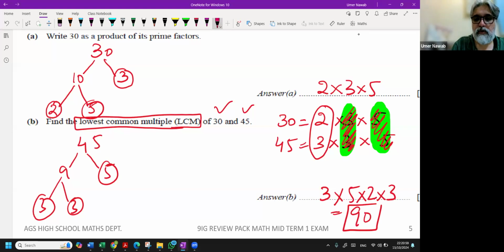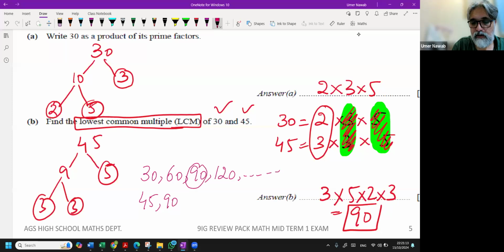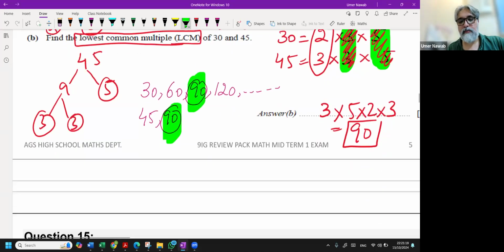Some students, they want to use this technique. 30 times 2 is 60, 30 times 3 is 90, 30 times 4 is 120, and so on and so forth. 45 times 1 is 45, 45 times 2 is 90. Now, this is the first lowest common multiple. That's why 90 was the least common multiple.